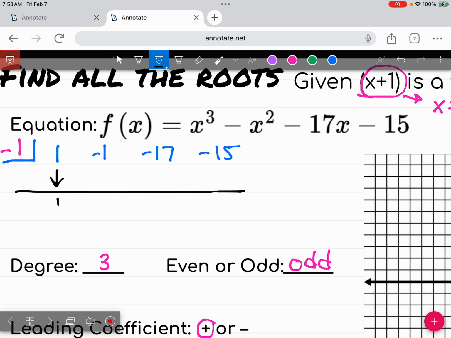first term drops all the way to the bottom. 1 times -1 is a -1. We add these two together. -1 plus -1 gives me a -2. -2 times -1 gives me a +2. -17 plus 2 gives me a -15. -15 times -1 gives me a +15. And we get our remainder of 0.